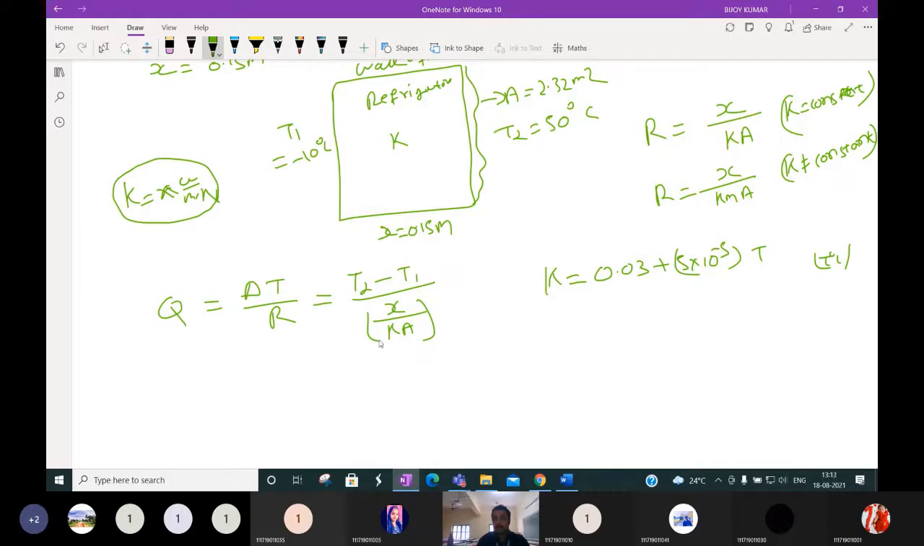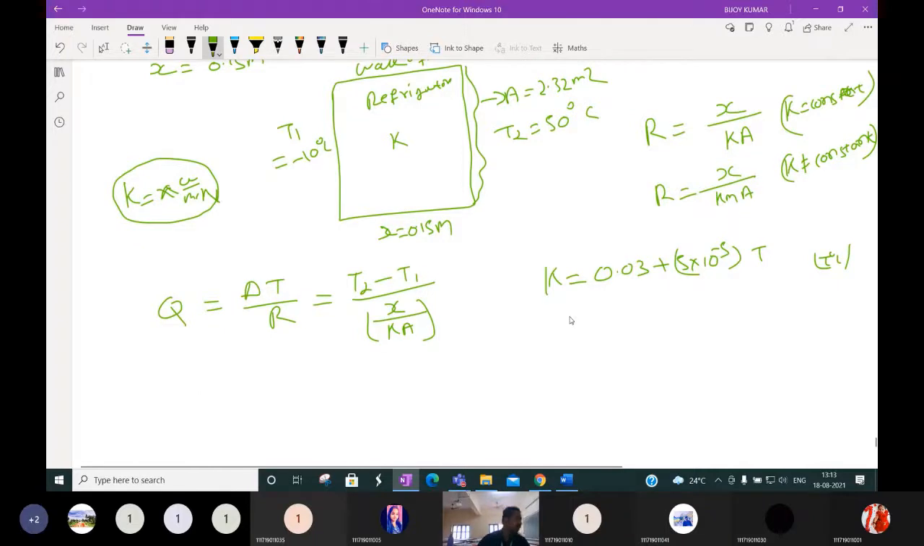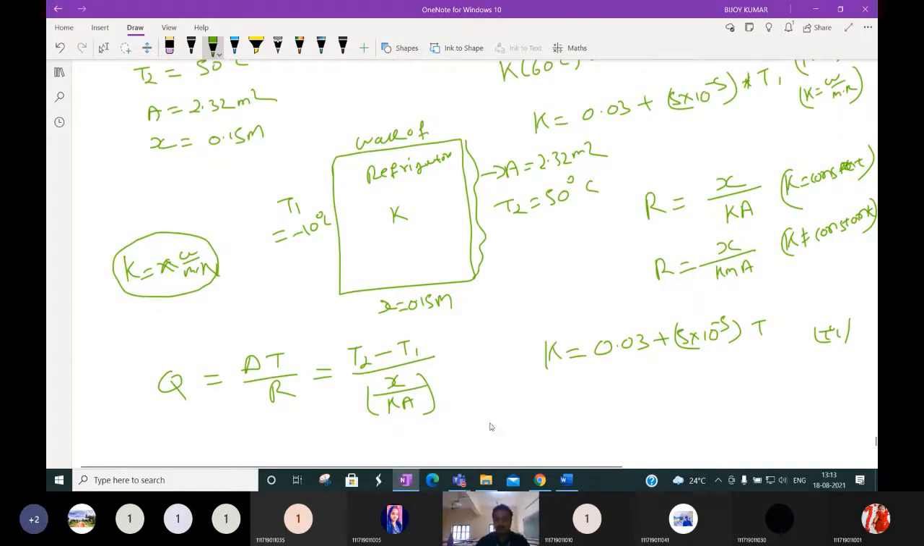So how do we find the K value? You have to see the temperatures. What is the temperature here? Minus 10 degrees. What is the temperature here? 50 degrees centigrade. If a question like this is given, what we have to find is the mean temperature.